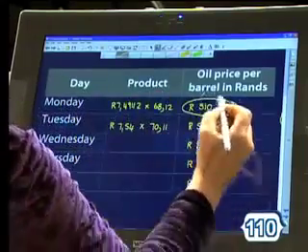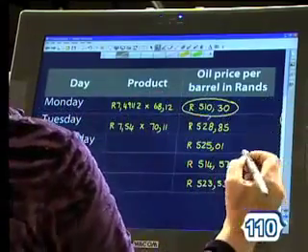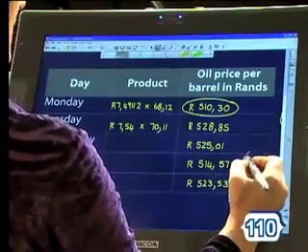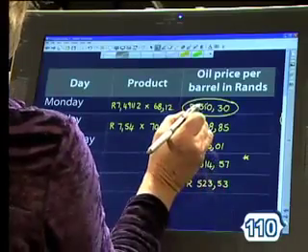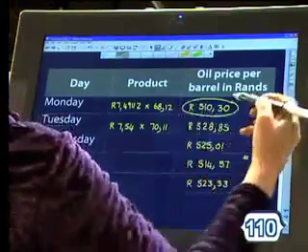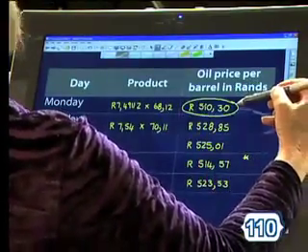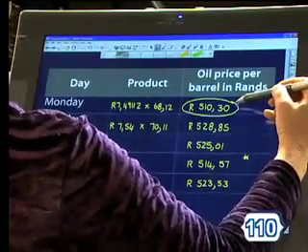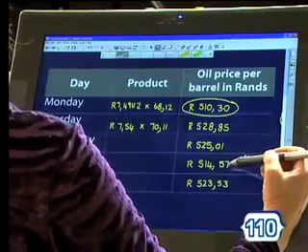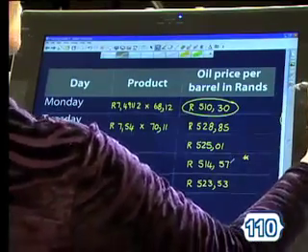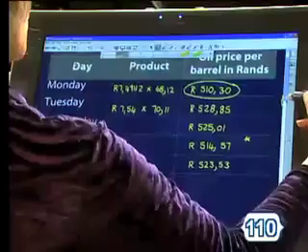So please, guys, can you please just notice that in the book, it says that this is going to be the better day to buy on. However, that is a misprint. It's definitely going to be on the Monday because you can see that your price per barrel in rands is 510 Rand and 30 cents, whereas on the Thursday, it's 514 Rand and 57. Just a small error if you would make that note for us, please.